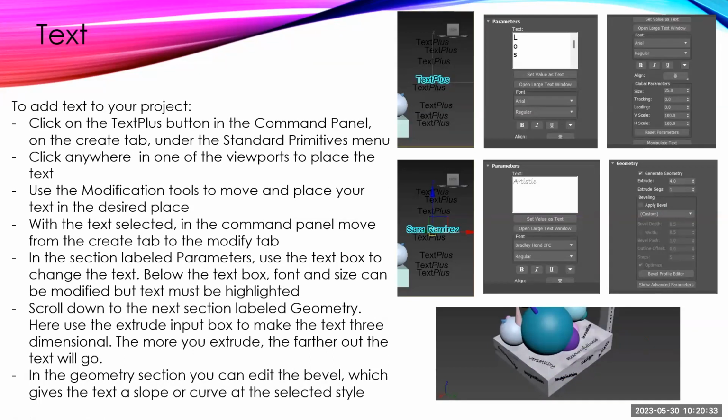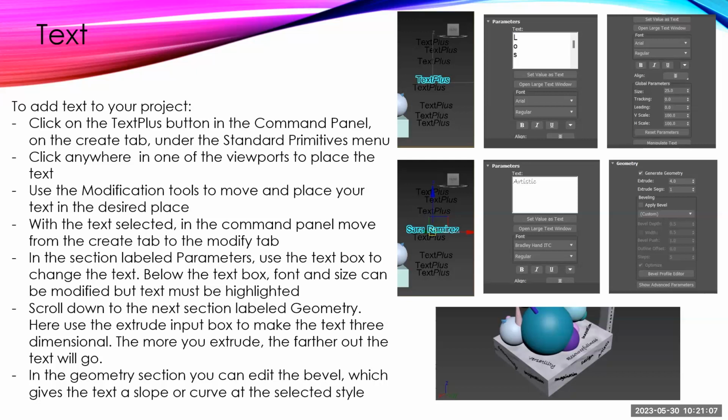To add text, you click the text button in the command panel, and then you place it in one of your viewports. You then use your modification tools to move and place the text where you want it to be. With the text selected in the command panel, you'll go from the Create tab to the Modify tab. And then in the section labeled Parameters, you use the text box to change the text. And then below that, you can also change the format of the text, but you have to make sure that the text is highlighted or else it won't apply.